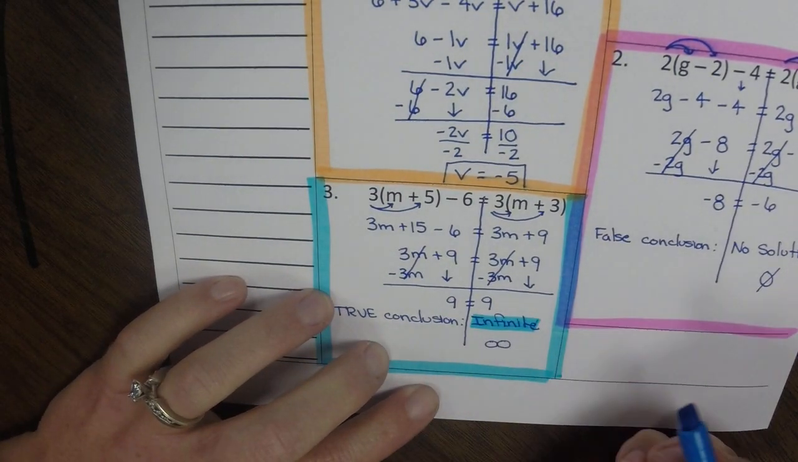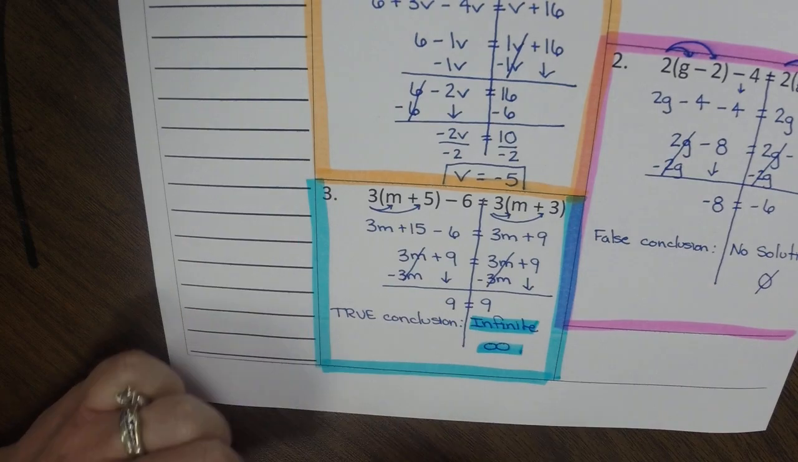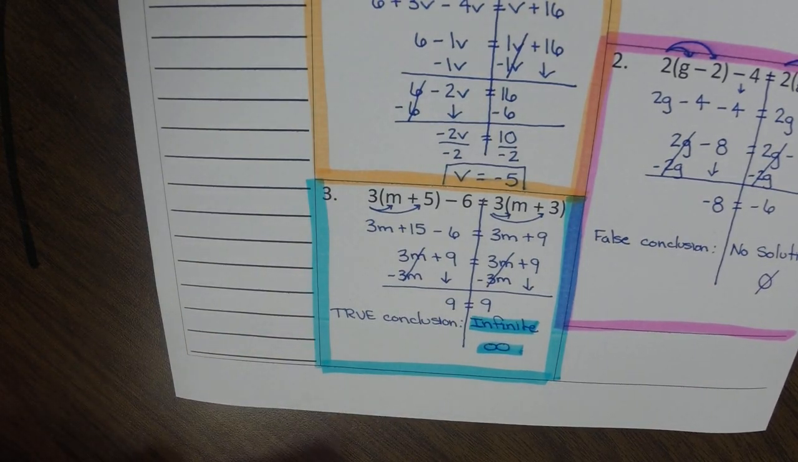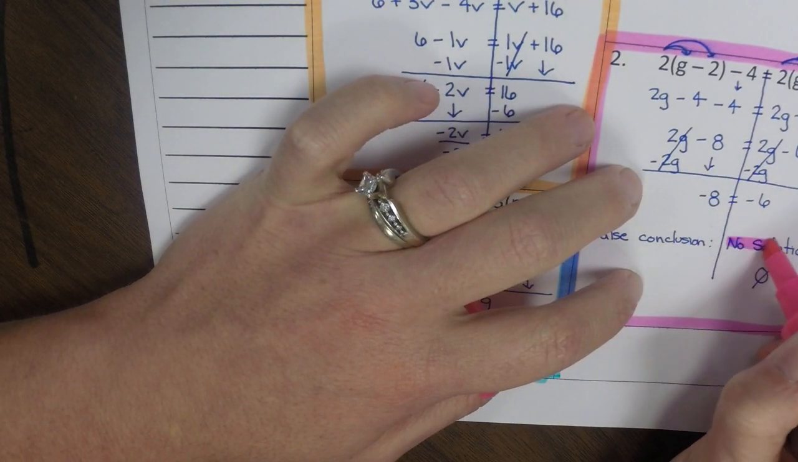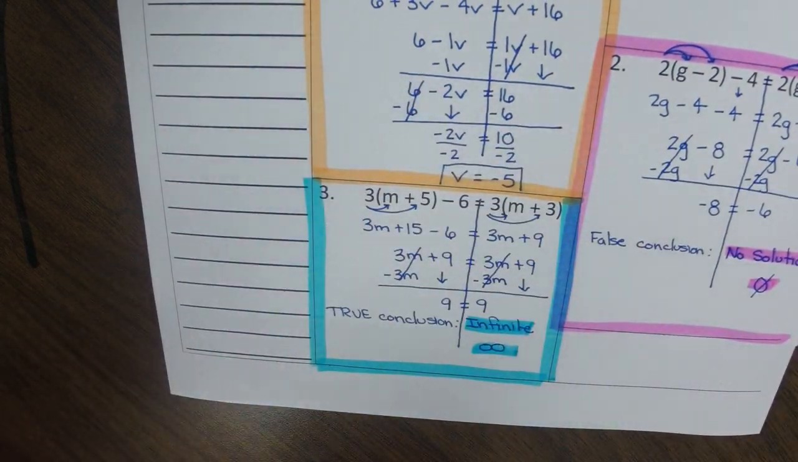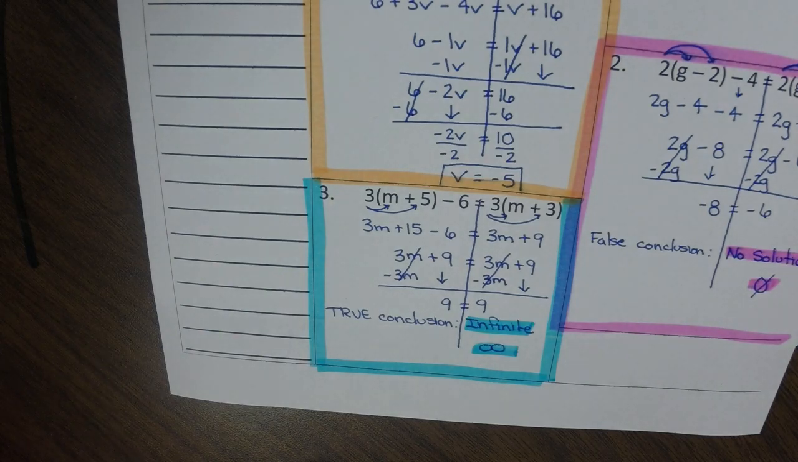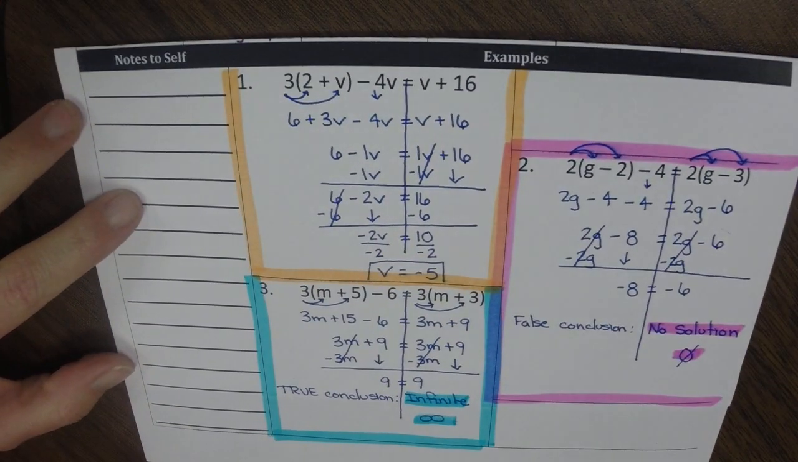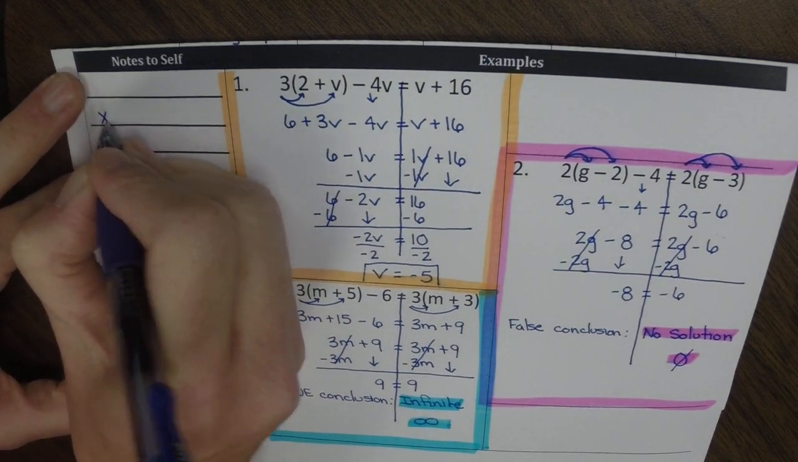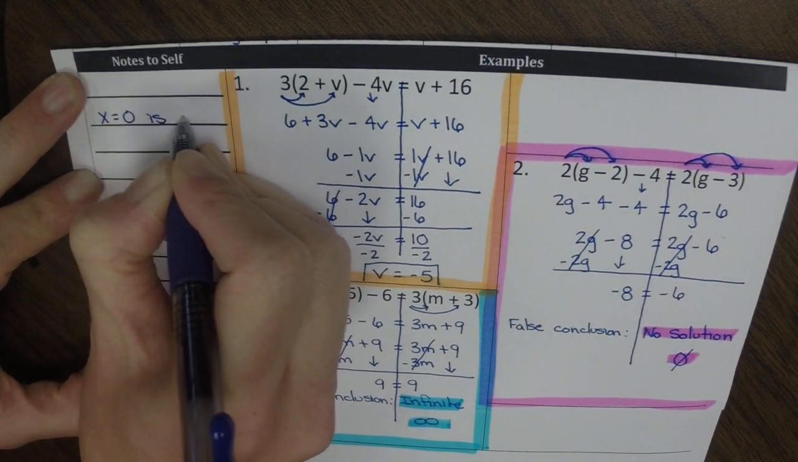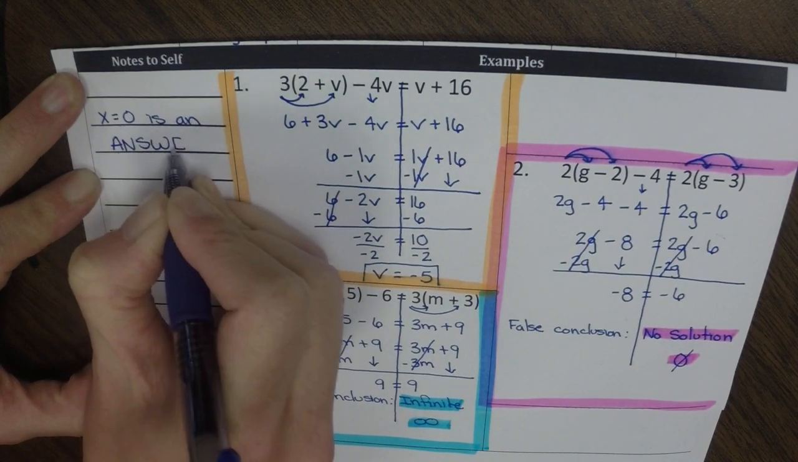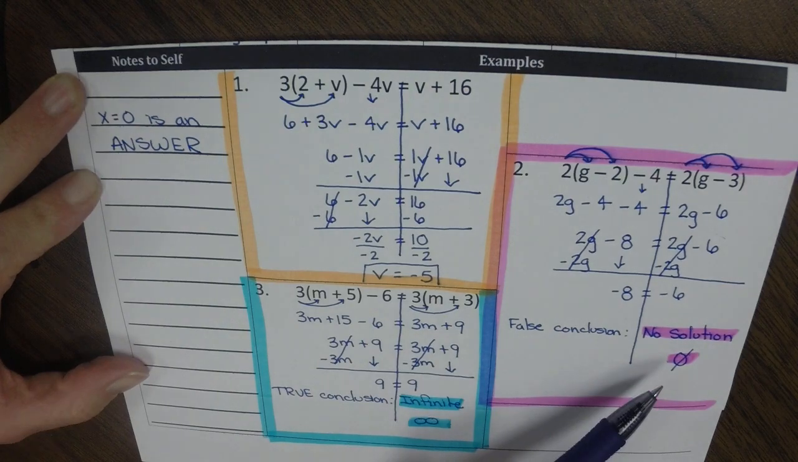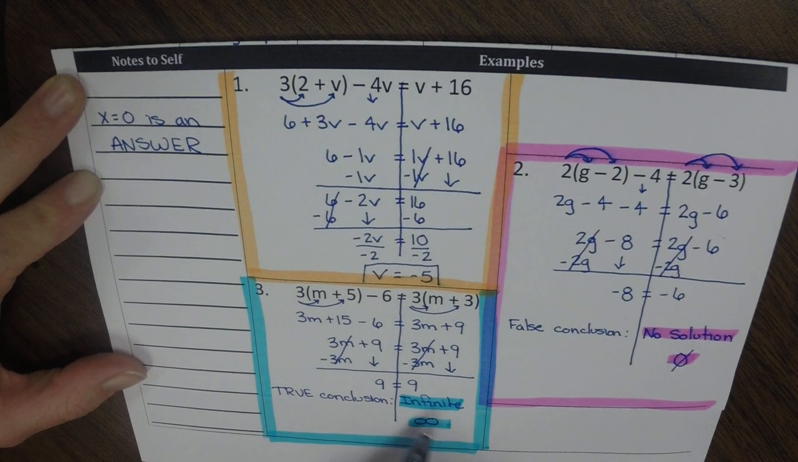So this is what I need to see, either infinite or the symbol. And on the no solution, I can't see this as an answer. I have to see no solution or this symbol. Okay, good. And please remember, x equals 0. Let's put this on the notes to self. X equals 0 is an answer. Okay, if you get x equals 0, that is not no solution or infinite solutions.